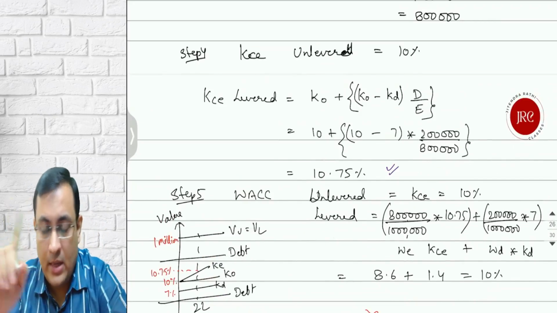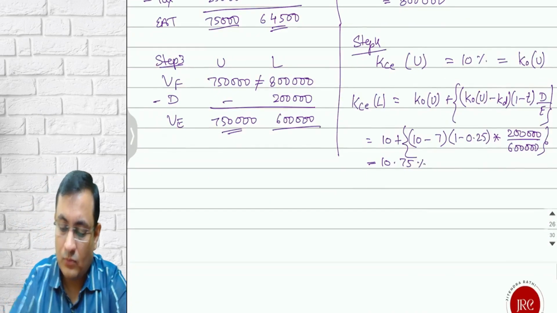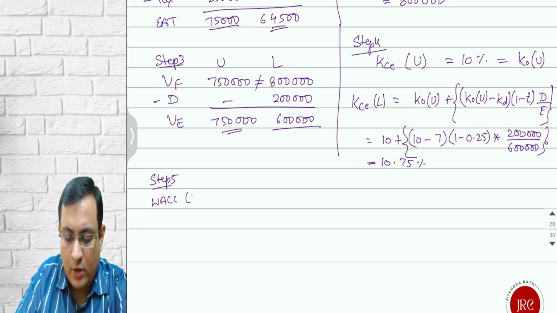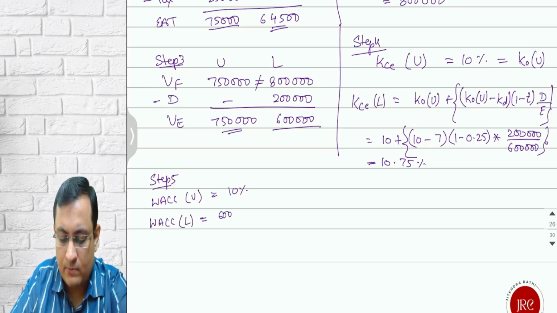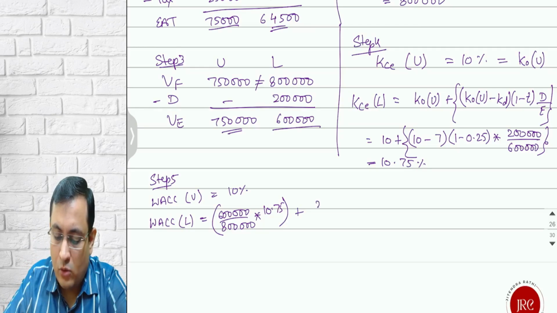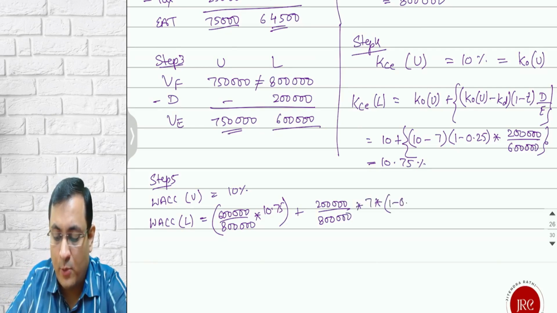This we have already explained in the video with tax. So now we have already got KE. We can calculate step 5, WACC. For unlevered it is 10%. For levered it is equal to weight of equity, that is 6 lakhs over 8 lakhs, multiplied by 10.75. Now WACC is going to go down because of the advantage of tax shield, plus 2 lakhs, your weight of debt, upon 8 lakhs, multiplied by 7 multiplied by the after-tax cost, 1 minus 0.25.